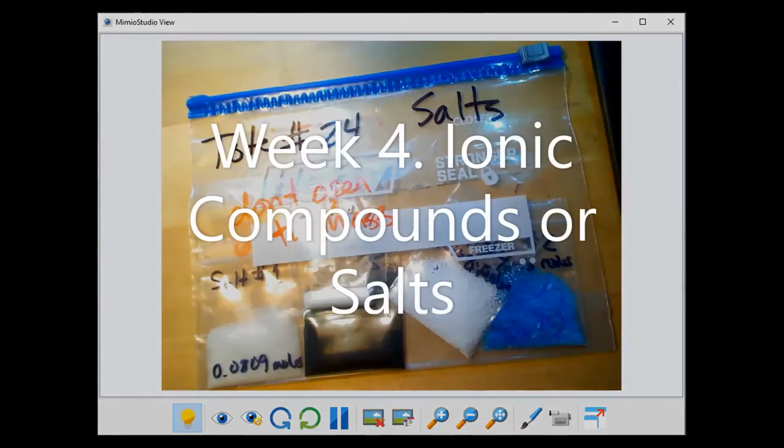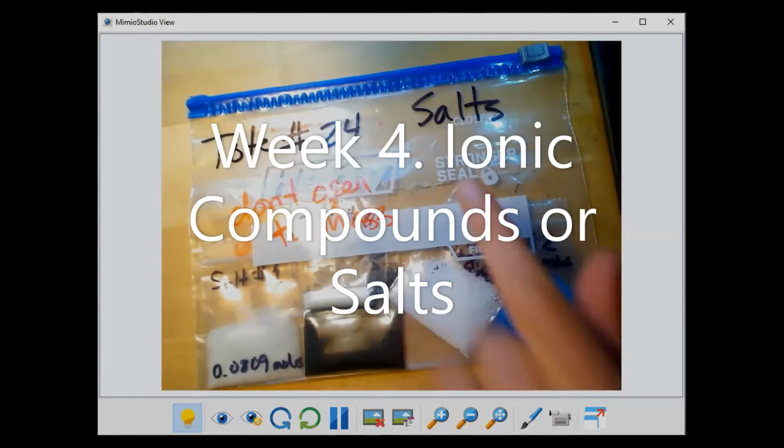Hello, chemists. Welcome to week 4. We're going to be looking at ionic compounds. And really, that's a new word for us, ionic compounds. You've heard of ions before in our past week's investigations, but this is the first time we're doing ionic compounds. And the other term for that is just salts.